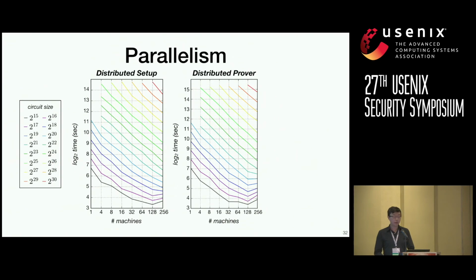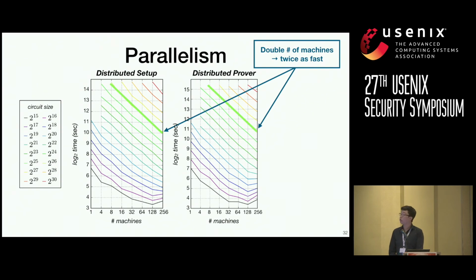And here, again, we plot the same data, but now we show the machines on the x-axis and plot the circuit size. On the left, again, you see the distributed setup, and on the right, you see the distributed prover. And if we follow this particular line here at 2 to the 26, the pattern that we see here is that as we double the number of machines, we're able to run our proof generation at approximately twice as fast.